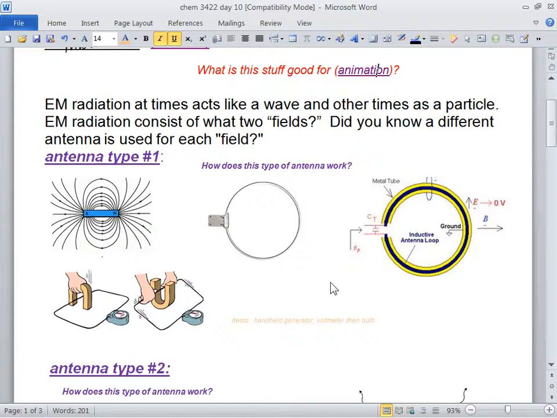So this first antenna, type number 1, looks like all these diagrams are for it. Looks like it's for what? Yeah, the magnetic field. The magnetic field of light, okay? So how does it work?